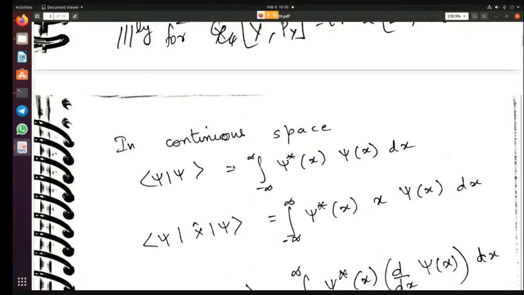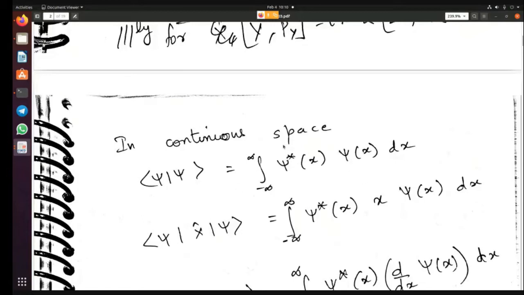Then in the continuous space, we have already seen what a scalar product is in a discrete space. There it is just the bra and the ket, and you basically do matrix multiplication. But in the continuous space, you have to do an integral. Bra psi is nothing but the conjugate of psi, and ket psi is just psi of x. Then you integrate it from minus infinity to infinity over dx. So this we have already seen.